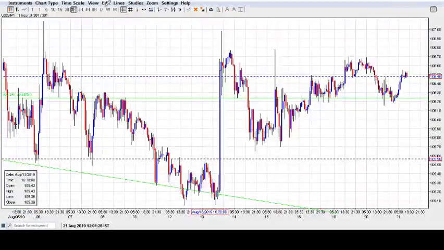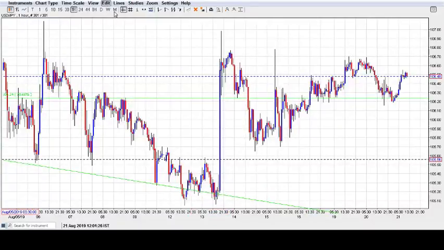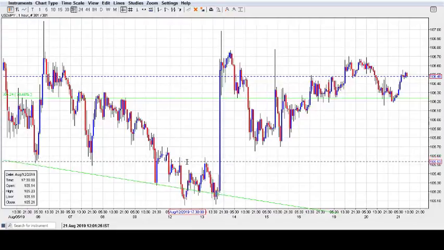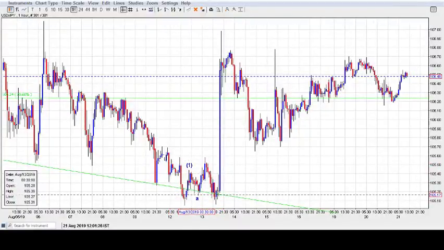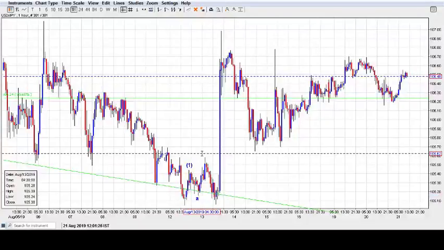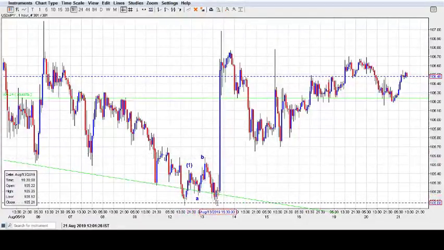So how do you do the wave counts here? Let's try and build it. Okay, let's start from here. This is your first wave. Let's put it into parentheses because there has been an expanded flat ABC and maybe the third wave is just on the way, so we need to change degrees. That's your ABC expanded flat. Let's put it into parentheses 2.